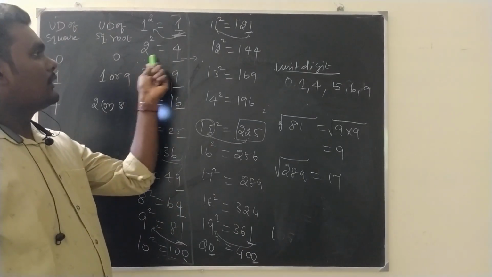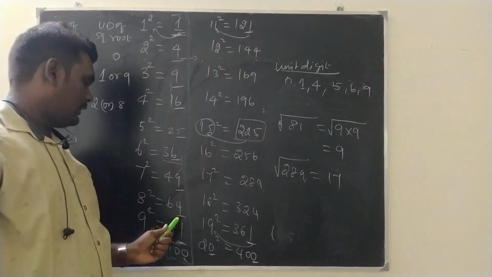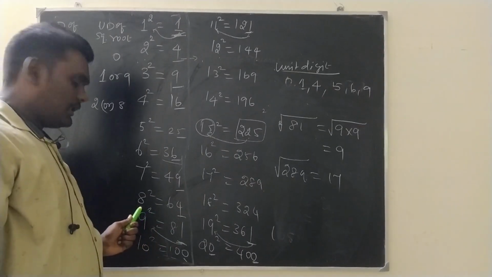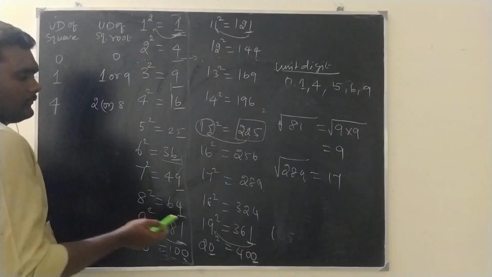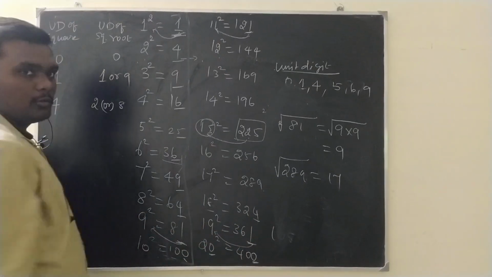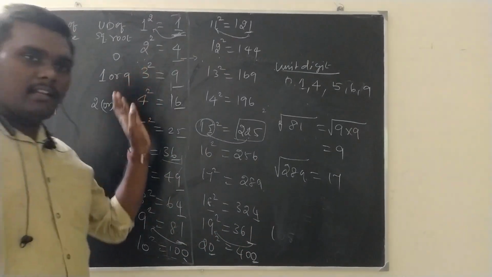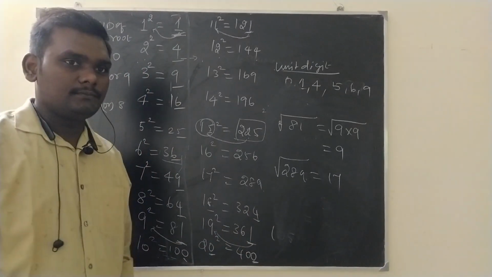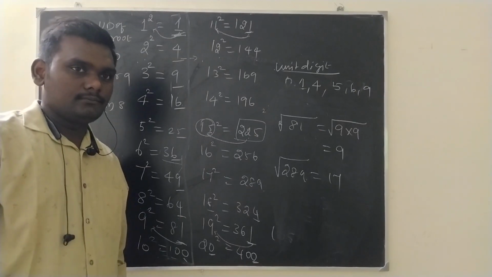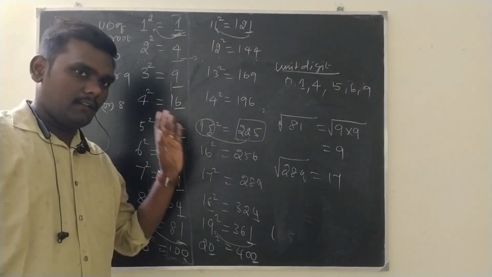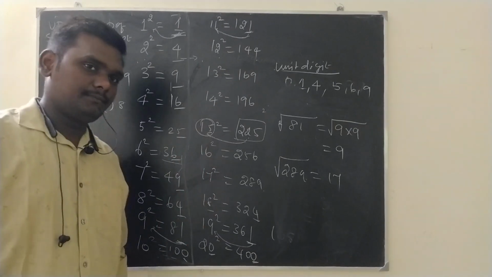See, 4 means here 2. 4 means 2. Here also 4 is there, but it ends with 8. So 2 or 8. Likewise, can you find any other relation?